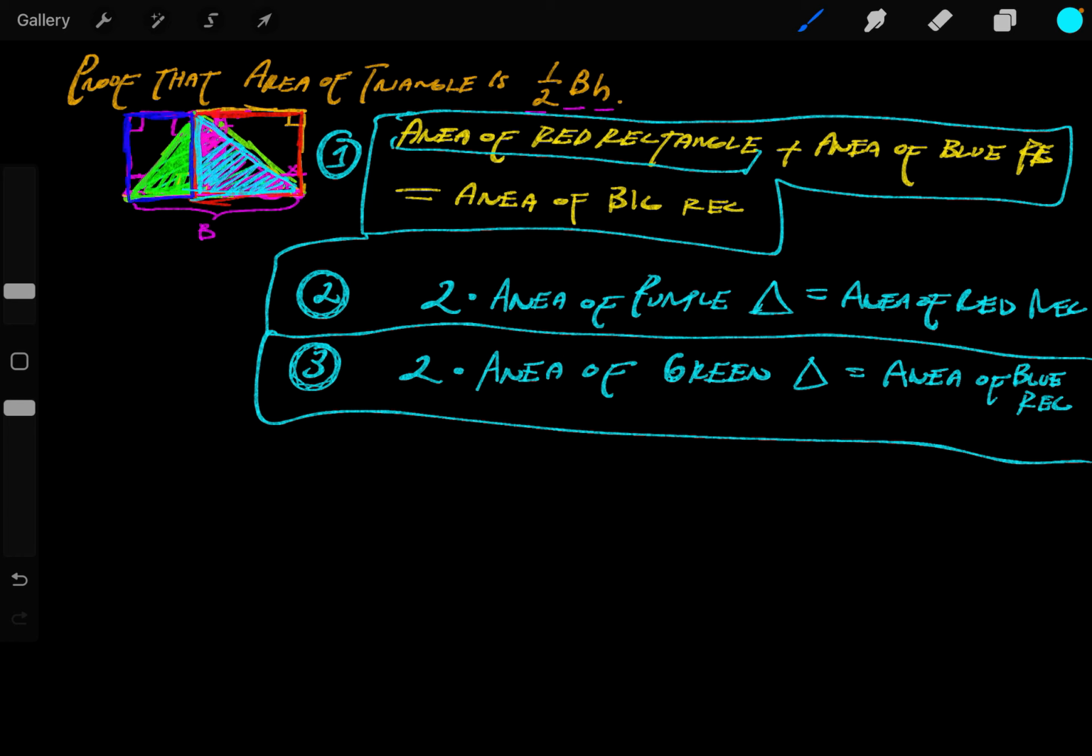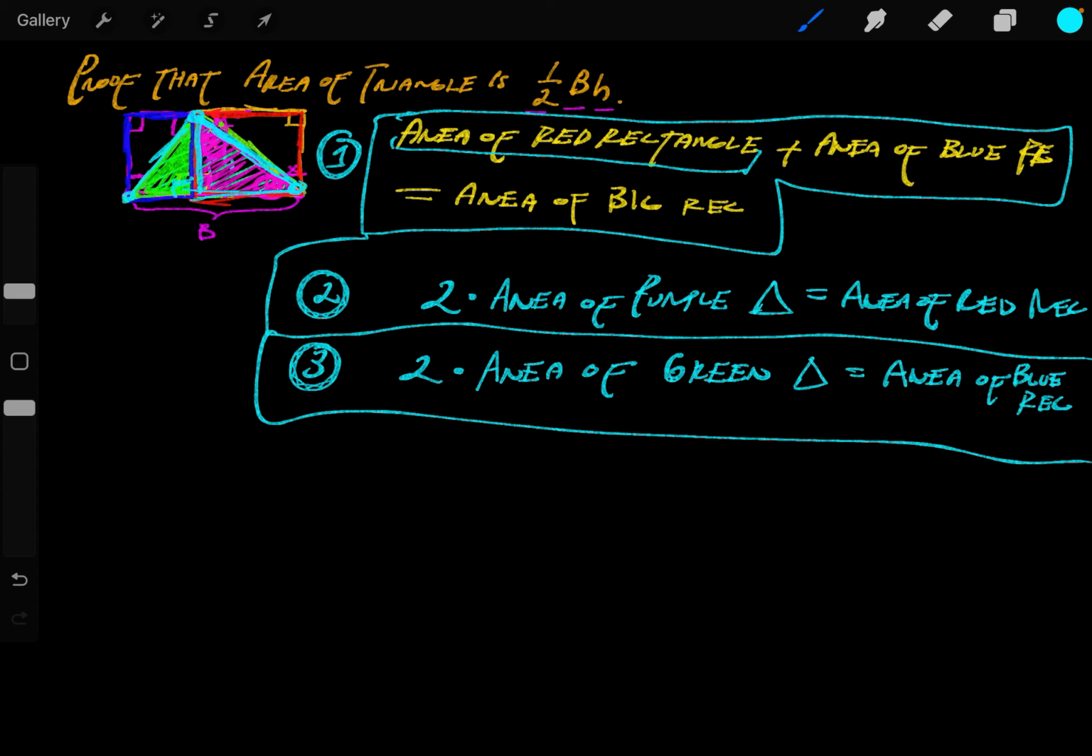So I doubled this now blue triangle. I doubled it, the original purple one, and I flipped it over and I pasted it along this line to make this red rectangle. So of course, since it's 2 of those purple triangles, the area is double. 2 times the area of the purple triangle is the area of the red rectangle. 2 times the area of the green triangle is the area of the blue rectangle, and that's for the same reasons.